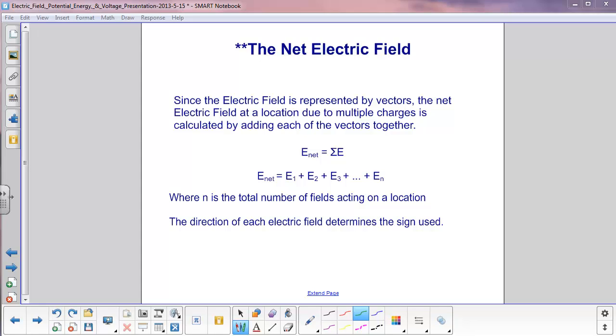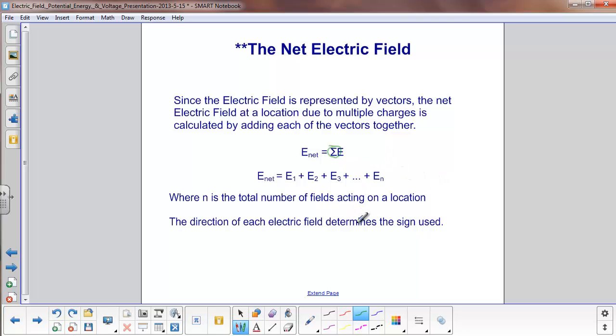Since each individual electric field due to each individual charge is represented by vectors, the net electric field at a location due to these charges is simply calculated by adding each of the vectors together. So E net, which is the total electric field at a point, equals the summation, that's this sign right here. You add up all the different electric fields. So in this case, if you have n electric fields, the total E net is equal to E1 plus E2 plus E3, etc., all the way out to En.